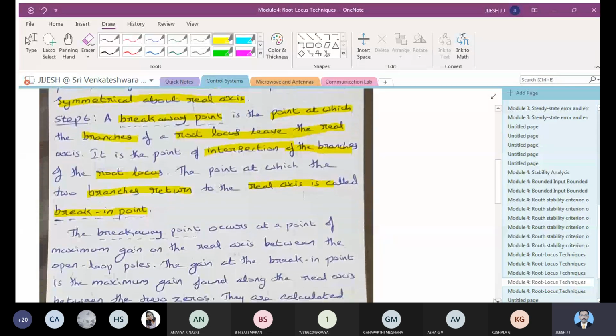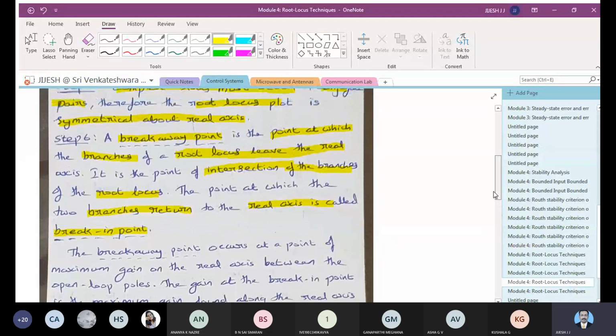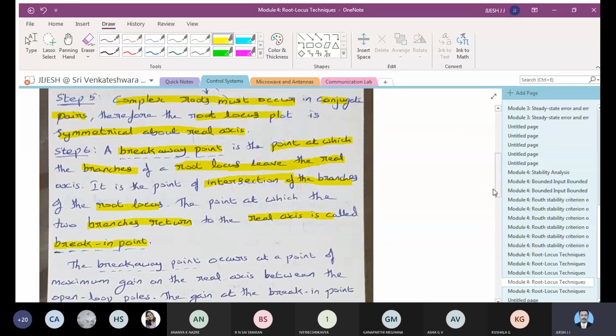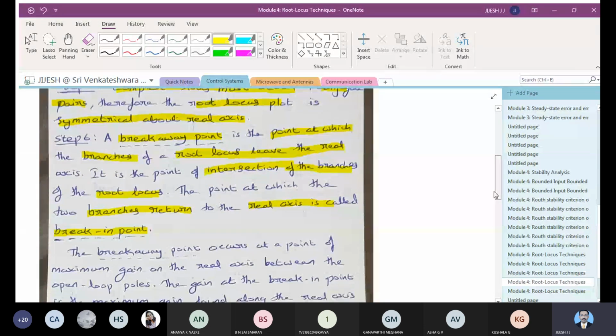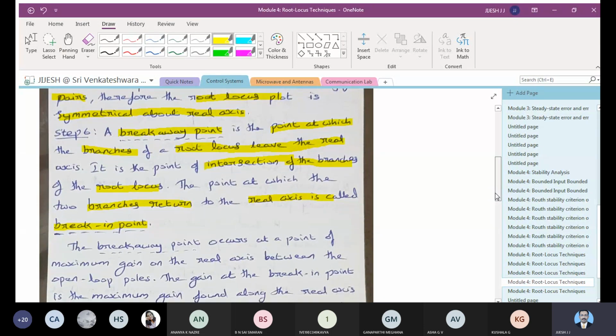You can make a note of all these things, and then we'll proceed further. All these steps are required for the construction of the root locus. If you are going to plot the root locus, you have to keep track of all these points. You have to find the number of poles, zeros, all those things.